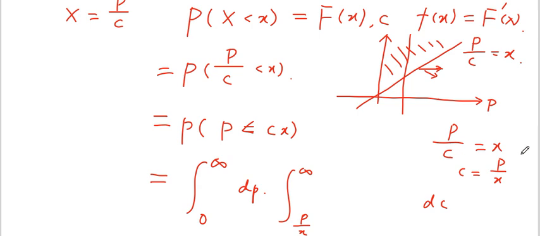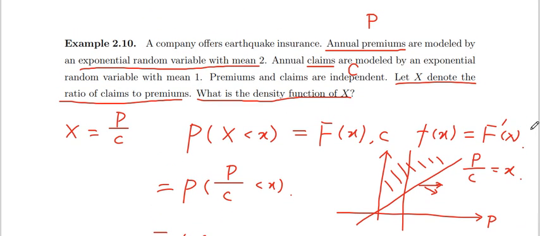Okay. So the joint density function, since they are independent, is just a multiplication of those two density functions. So P is exponential with mean 2. So P follows this. Let's see. The density function for exponential distribution: mean is 1 over lambda. So here mean equals 2 means lambda is 1 over 2.